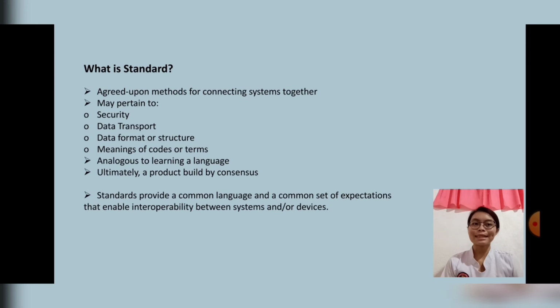But what is a standard? A standard is an agreed-upon method for connecting systems together, and it may pertain to security, data transport, data format or structure, and meanings of codes or terms, analogous to learning a language, and ultimately a product built by consensus. Standards provide a common language and a common set of expectations that enable interoperability between systems and/or devices.